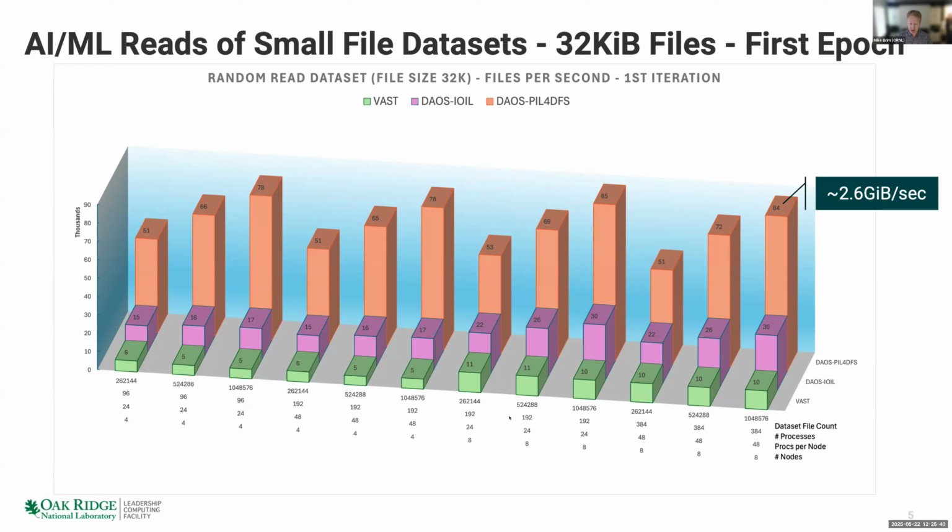So we're using both interception libraries: the IOIL, the original one that came with 2.4, and the PIL for DFS, which came with 2.6.